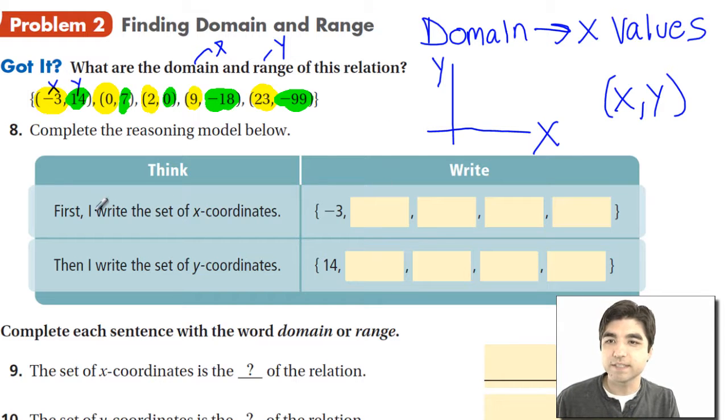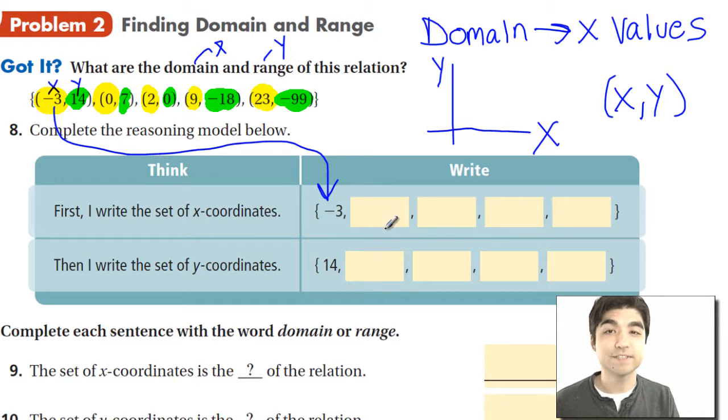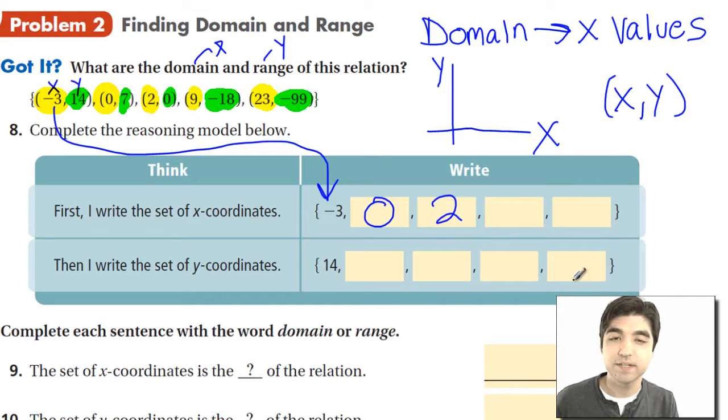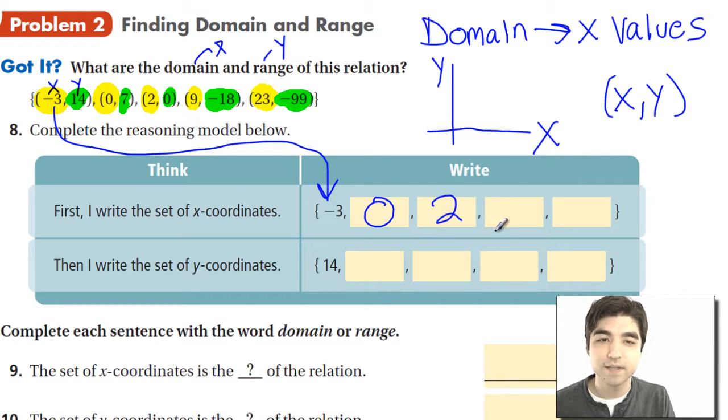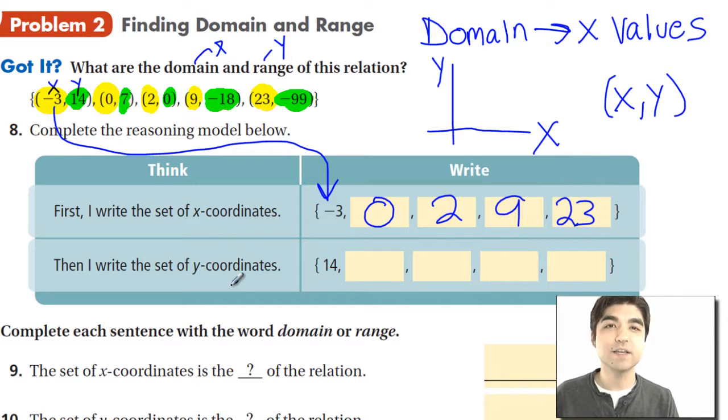Okay, and what you simply have to do is, you know, they kind of walk you through it. So it says complete the reasoning model below. First, I write the set of x coordinates. So they start you off with the first one, -3. Okay, then they want us to write the rest of them. So we got 0 and 2. So I'm just writing all the ones that I highlighted in yellow. So these are all the domain values. 9 and 23. Then it wants us to write all of the y coordinates.